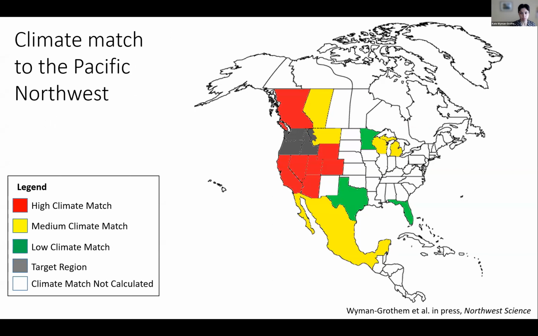Most of the top donor regions were classified as having high or medium match to our Pacific Northwest target region. Both of these levels of match are associated with 20% or higher probability of establishment of an introduced species. When we then searched species occurrence databases to build our initial species list, we limited our search to the species present in the jurisdictions with high or medium climate match, leaving out Minnesota, Texas, and Florida.